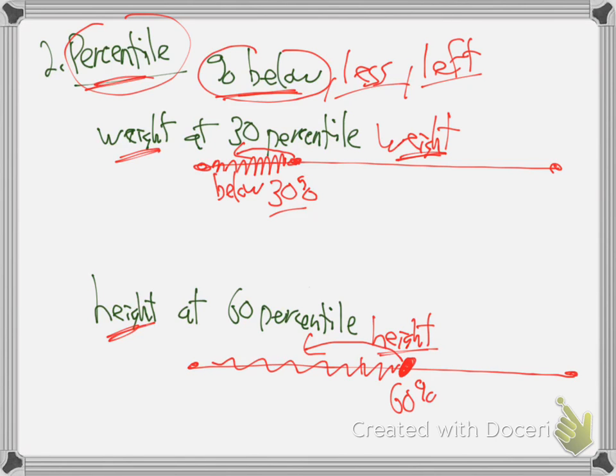So if you're at the 60 percentile, you're more than half. 50 percentile would be the middle, right? If you're at the 50 percentile, you're right in the middle. If you're at the 60 percentile, you're past the middle. 60% are below you. If you're at the 30 percentile, 30% are below you.